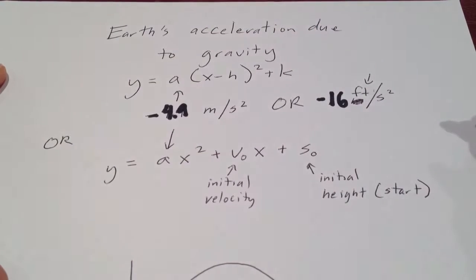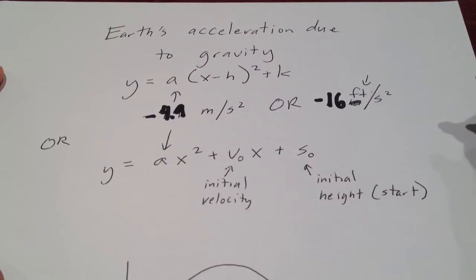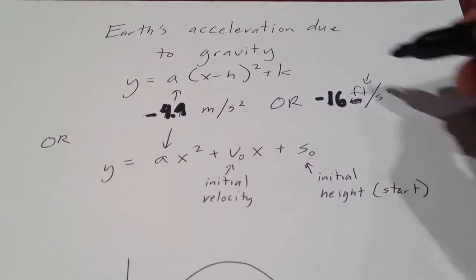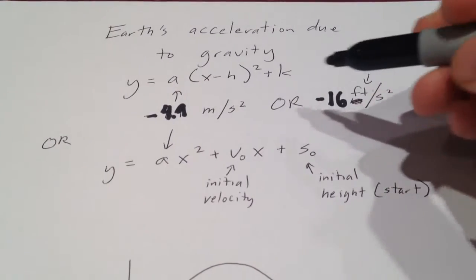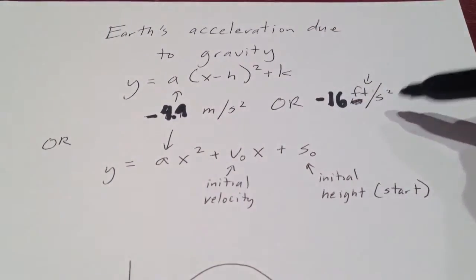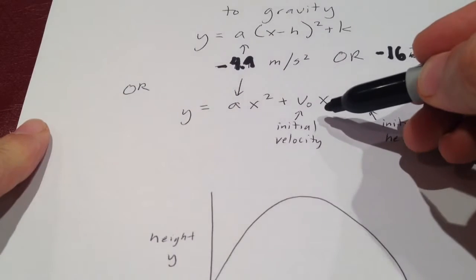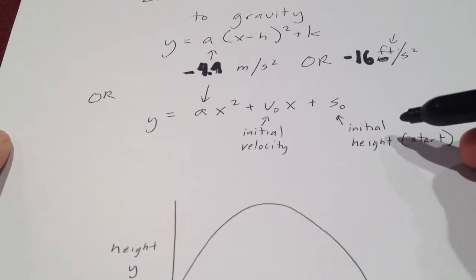So those are the 2 numbers we are choosing from, negative 4.9 or negative 16. And it just totally depends on whether we are getting our answer in metric or in English units. Very often that will be determined by what our initial velocity is and what our initial height is.